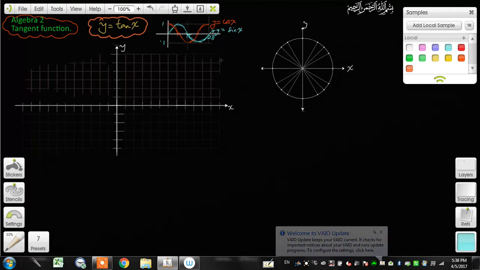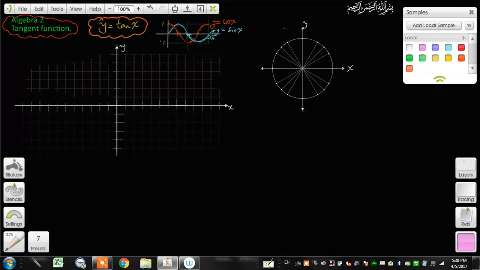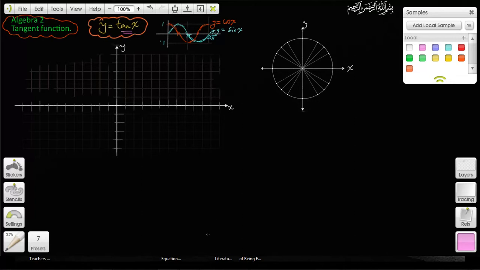So the question then is, what does the y equals tangent of x graph look like? That's what we're going to try to explore today. To do this, we're going to fall back to the unit circle. I'm going to label some important points.